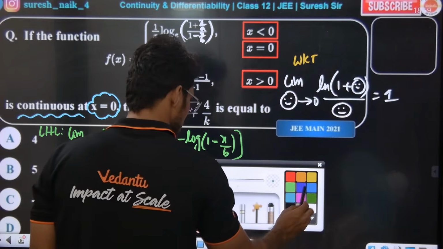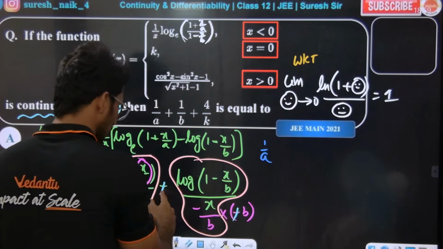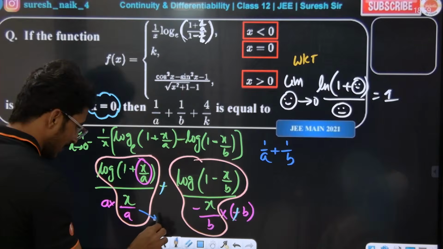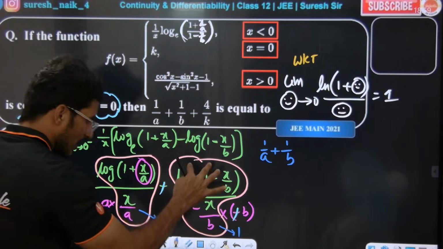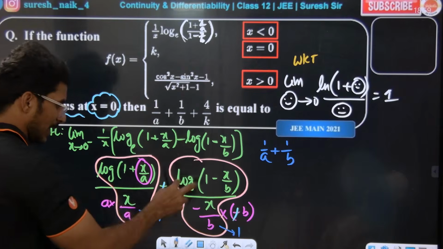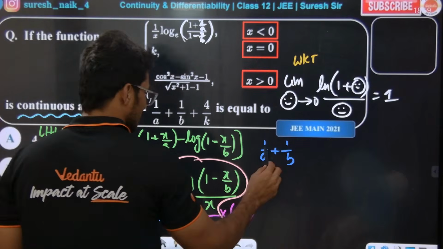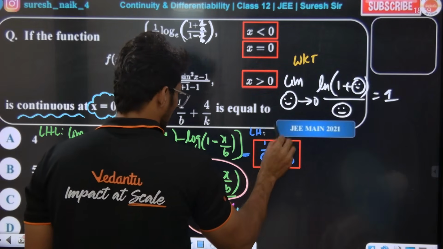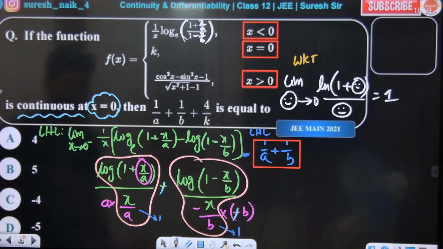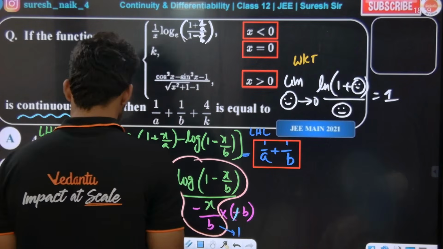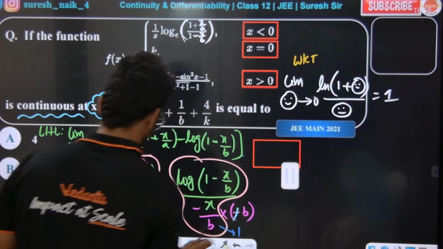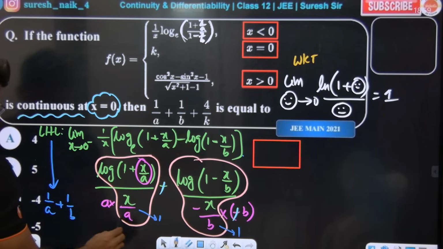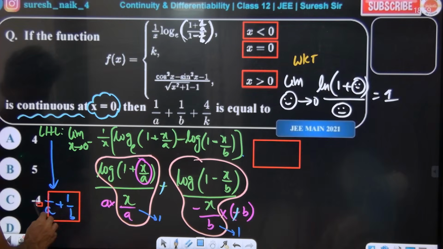Sir, 1 by a, plus in the middle, 1 by b. Understood everyone? Everything here is 1, and this is 1 by a, and this is 1 by b. So 1 by a plus 1 by b is basically our LHL answer. Similarly I will solve RHL. Where will I solve RHL? Let me write the LHL answer here: LHL answer is 1 by a plus 1 by b. Correct?